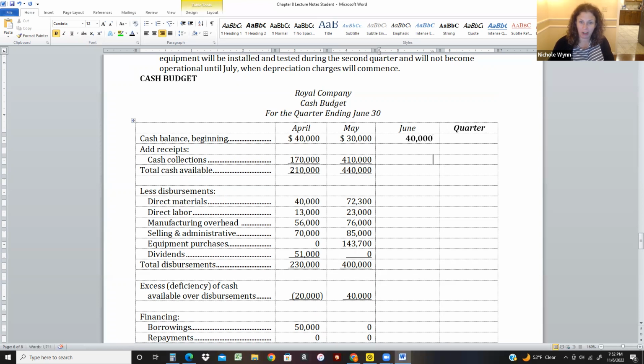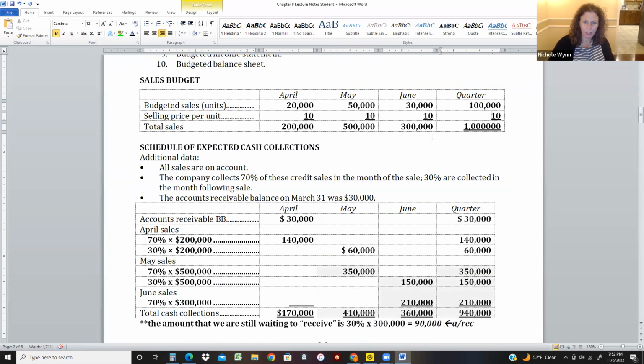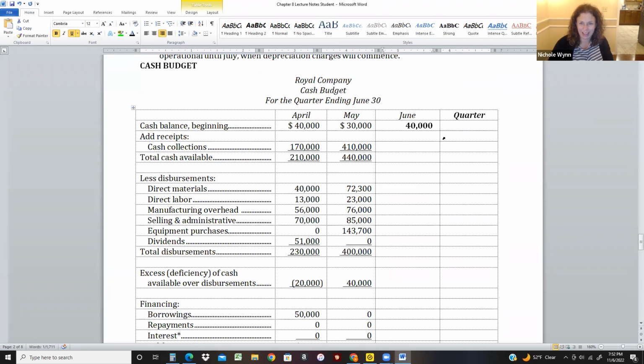I need to go figure out how much money I'm going to bring in the month of June. So I'm going to go all the way back to the beginning. And in June, it looks like I'm going to bring in 360. So that's how much money I'm going to bring in June. Okay, so I'm going to come down here and I'm going to bring in 360, which is good. I'm happy with that. I have 360 and 40. So I have 400,000 that I can spend.